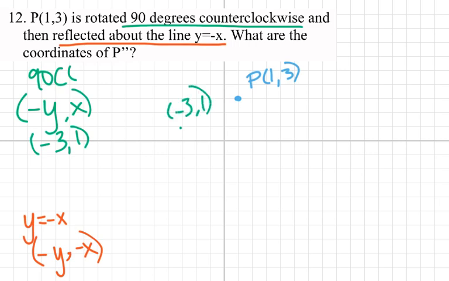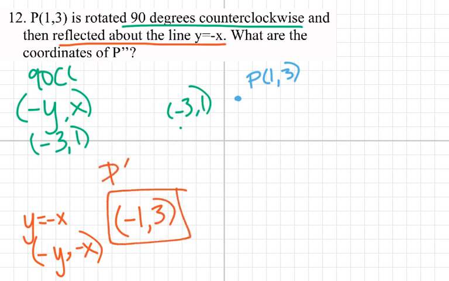Alright, and then I'm going to take that green point and apply the rule (negative y, negative x) to it. So that would be (negative 1, positive 3). Alright, and then that's my final answer. That's P double prime. So the green was P prime, and the original was P. Alright, so as long as you know the rules and you know how to apply them, pretty easy.